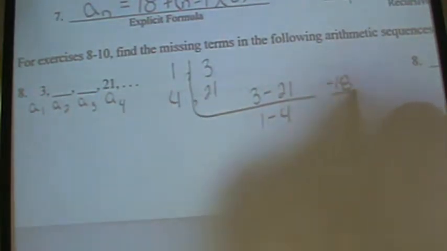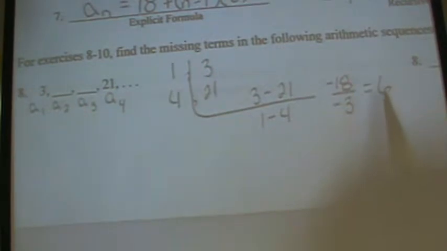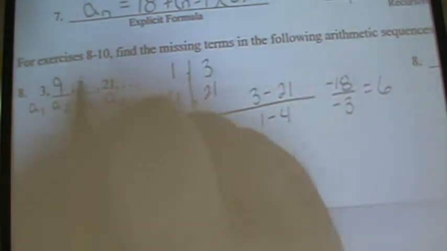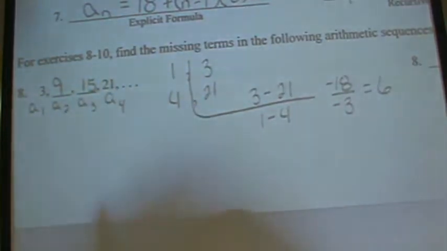So you can either set it up as 2 points, because these are a linear relationship, so we can have 1, 3, and then 4, 21. And then you would take the slope, you've got 3 minus 21 over 1 minus 4. So you get negative 18 over negative 3, which gives you a 6. So that tells you that your common difference is 6. So 3 plus 6 gives you 9. 9 plus 6 gives you 15. And then 15 plus 6 would give you that 21.